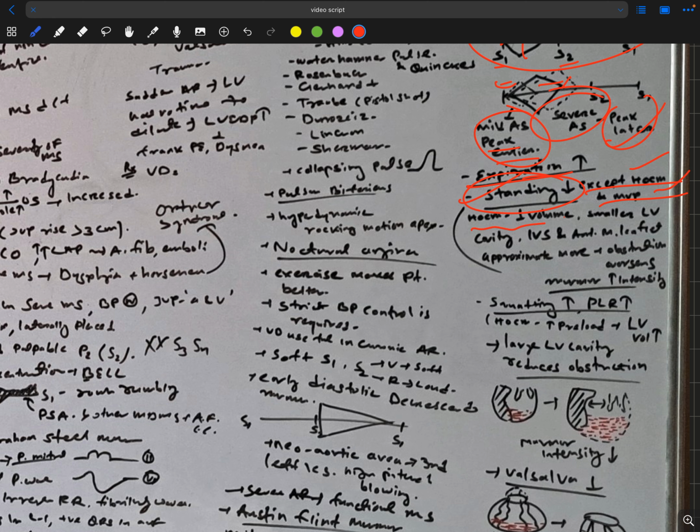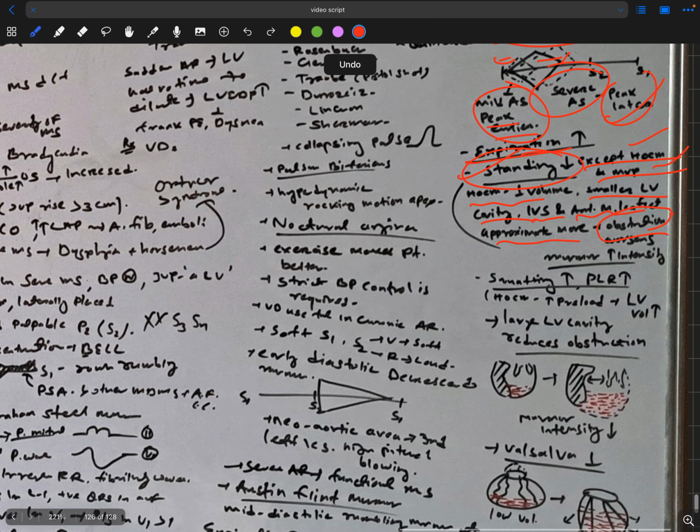In HOCM, with decreased volume and a smaller left ventricle cavity, the interventricular septum and anterior mitral leaflet approximate more, which creates more obstruction to left ventricular outflow. The obstruction worsens, and that leads to an increase in murmur intensity. Squatting or the passive leg raise test leads to increased preload. When preload is increased, the murmur intensity of all valvular heart diseases increases, except HOCM and MVP, where the increase in left ventricular volume leads to a large LV cavity, which reduces obstruction.